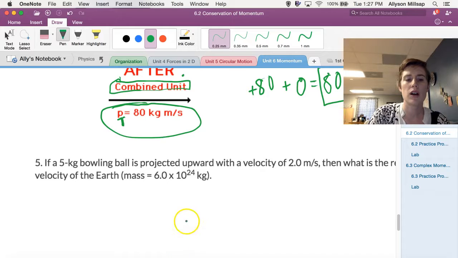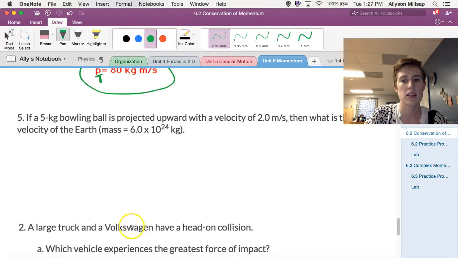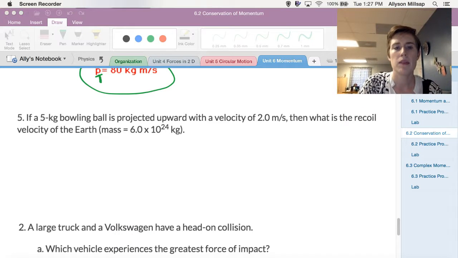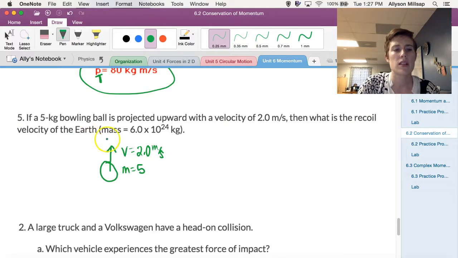Now let's do a couple more problems. I'm going to do two more problems, and this one's going to have a little bit of math in it. If a 5 kilogram bowling ball is projected upward, it's got a mass of 5 kilograms and a velocity of 2.0 meters per second. What's the recoil velocity of the Earth?